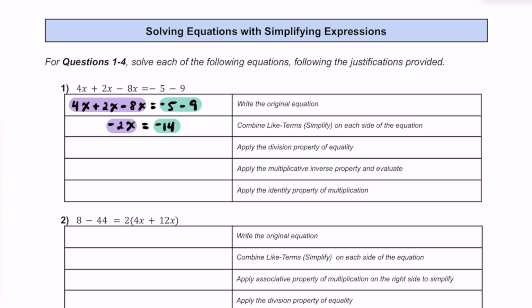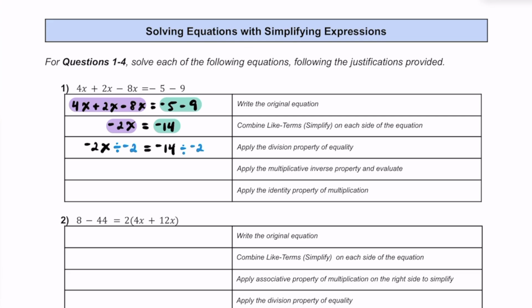Then it says to apply the division property of equality. So if we do that, what would we divide both sides by? Well, the coefficient of x is now negative 2. If we want to get x alone, or have a 1 in front of it, we should divide by negative 2, right? So let's take both sides of the equation, apply the division property of equality, and divide both sides by negative 2.